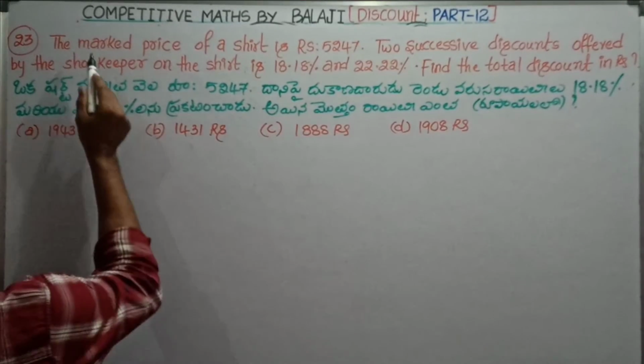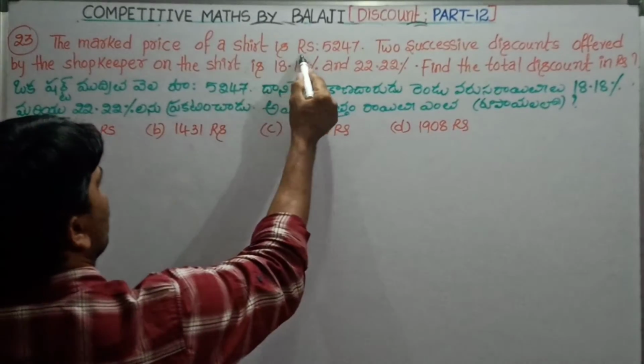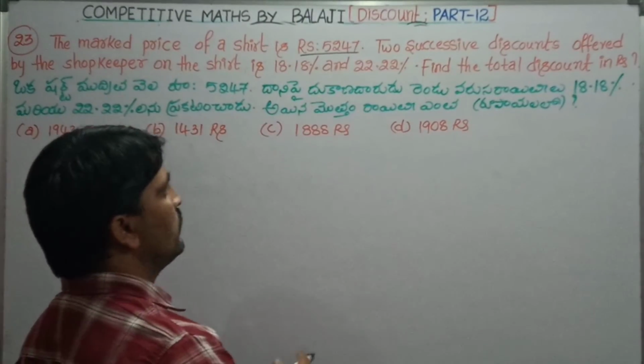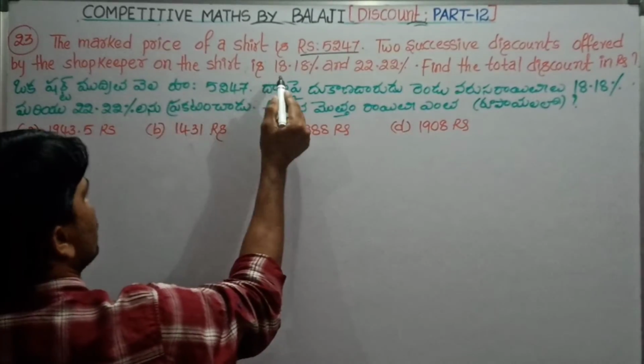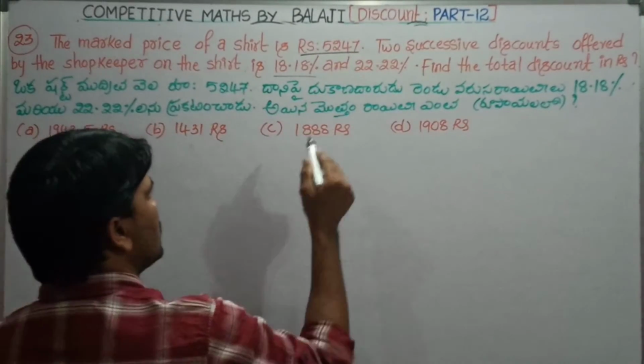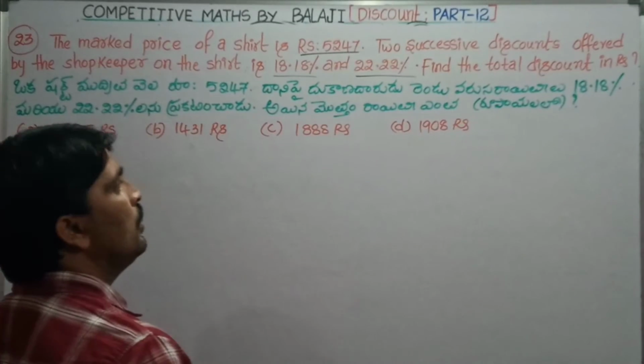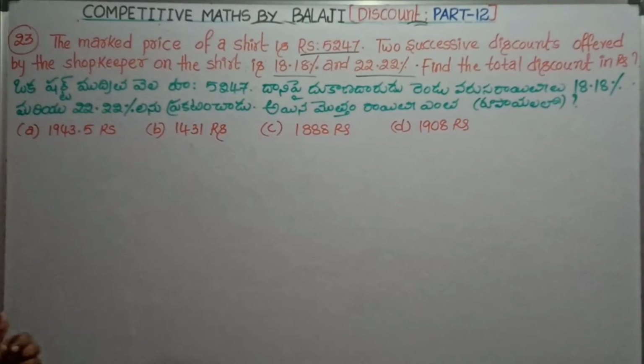Next model question. The market price of a shirt is rupees 5,247. Two successive discounts offered by the shopkeeper on the shirt are 18.18% and 22.22%. Find the total discount in rupees.